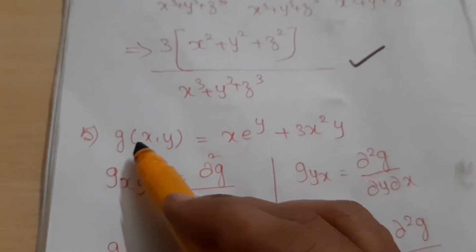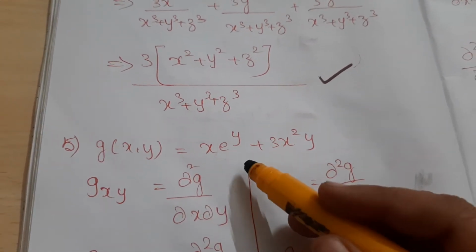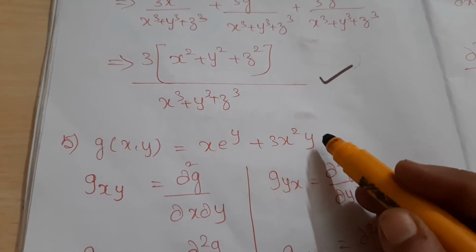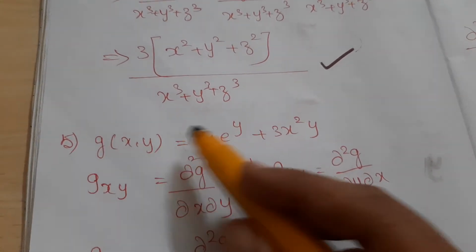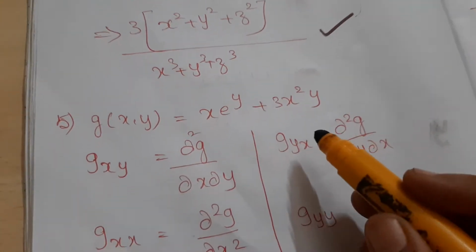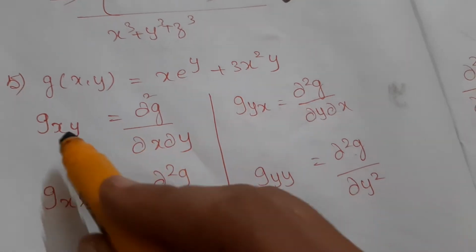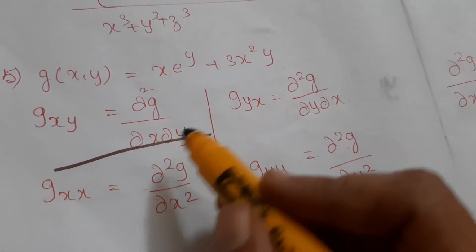So the fifth question is g of x comma y is equal to x e power y plus 3x square y. So I want to find gxy, gyx, gxx, gyy. So now we should know the notation first.